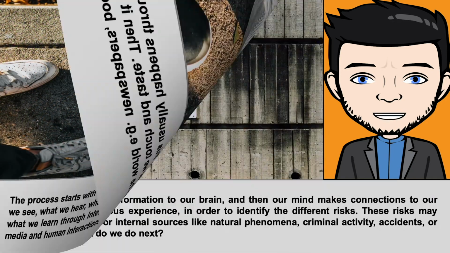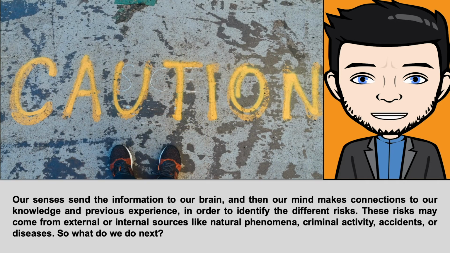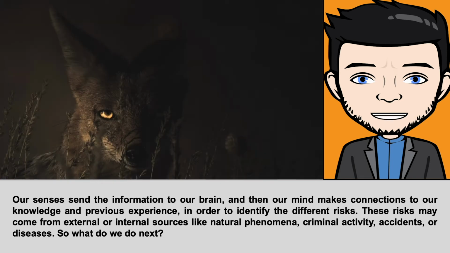Our senses send the information to our brain, and then our mind makes connections to our knowledge and previous experience in order to identify the different risks. These risks may come from external or internal sources like natural phenomena, criminal activity, accidents or diseases. So what do we do next?